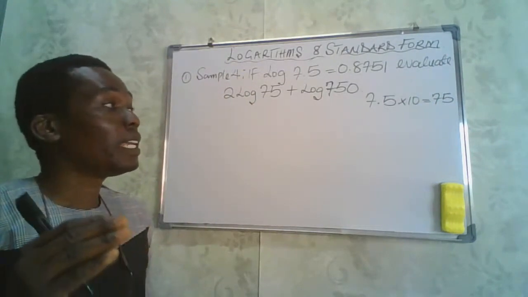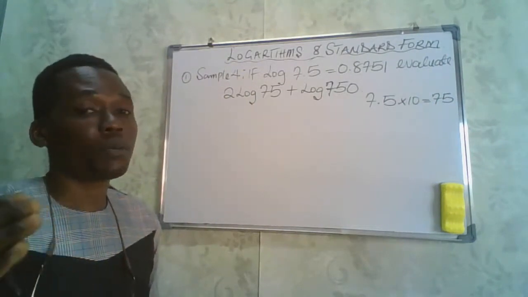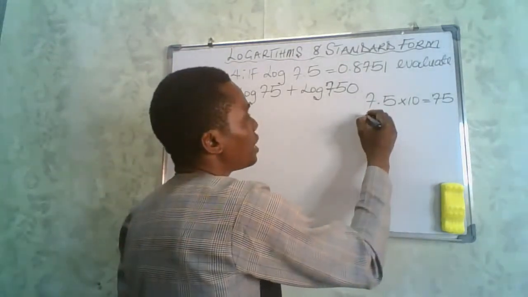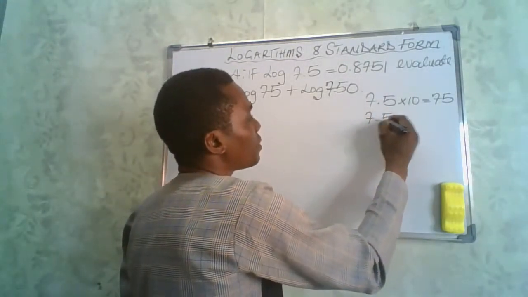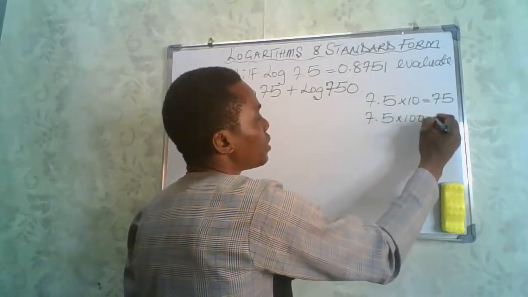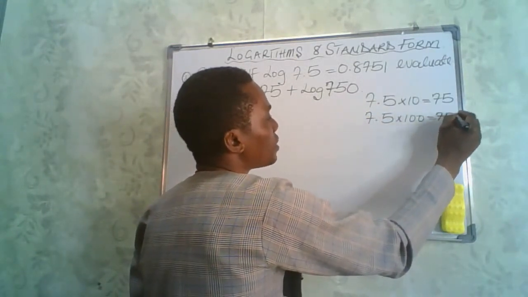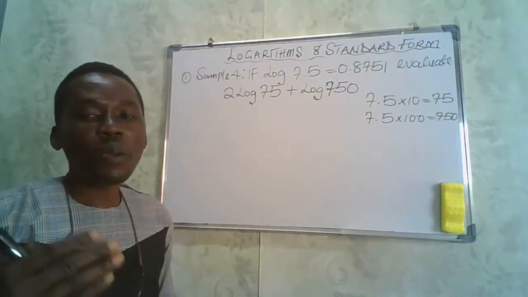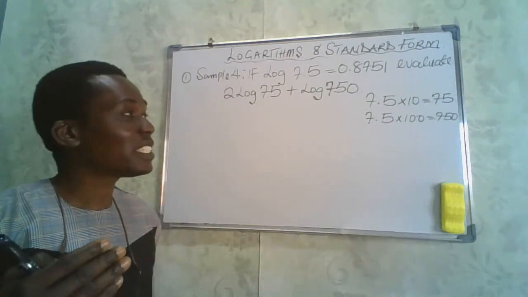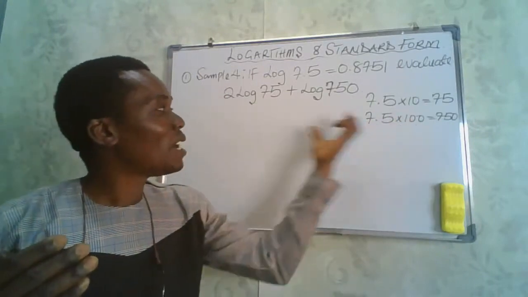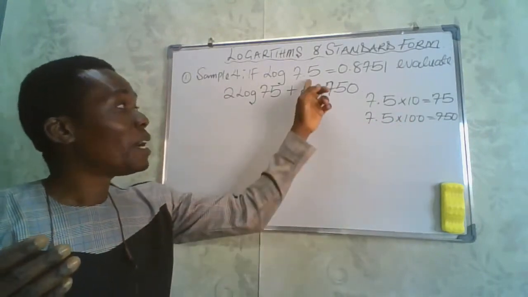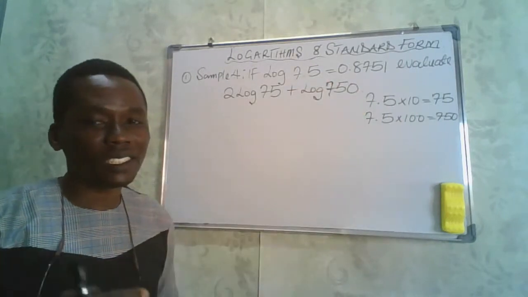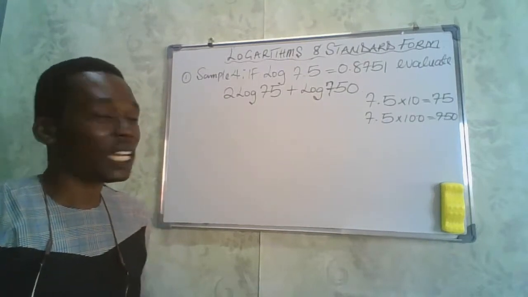If you multiply 7.5 times 10, you get 75. Now, if we multiply 7.5 times 100, we're going to have 750, right? That is clear. So how do we manipulate it in such a way that we can arrive at a solution? Remember, the only thing we are given is log 7.5 equals this. Now we are going to play around with that figure.